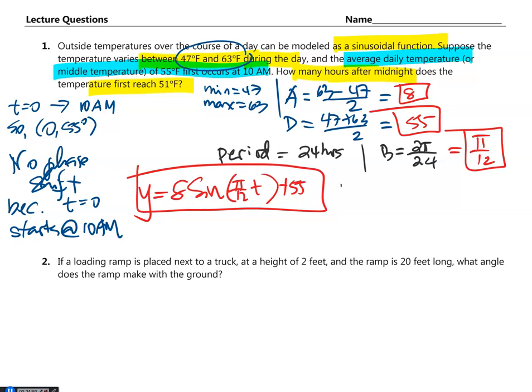And to craft a rough sketch of this, it starts at 0. When t is equal to 0, it's 55. So this is 55, and that should be your D, and that is your midline, and it should look like this, over the 24-hour period. Okay? And number 2.